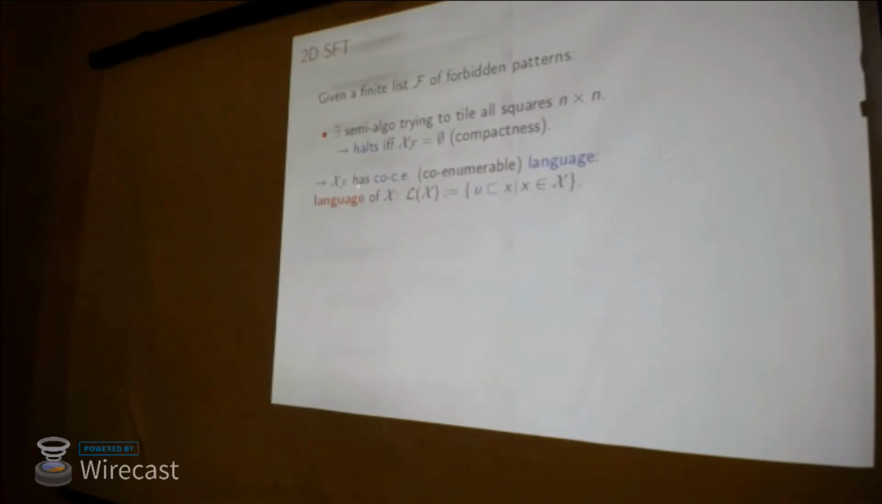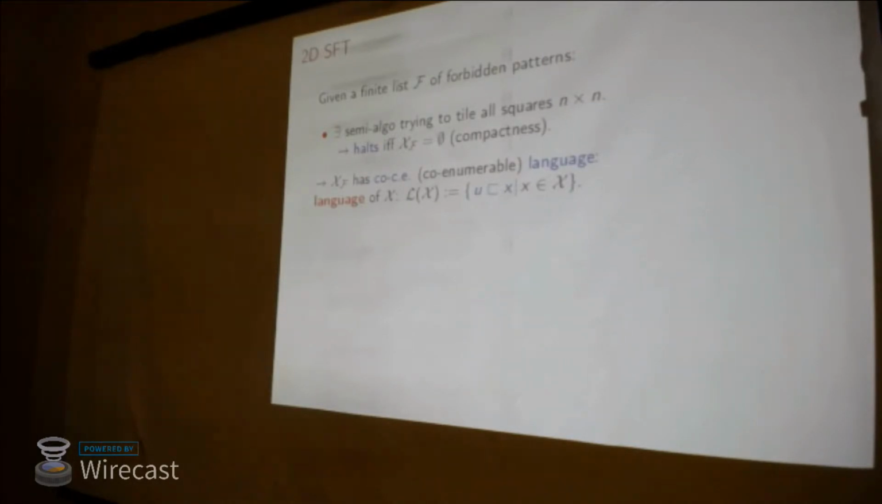With a similar argument, we can prove that the language, which is defined as in one dimension, the set of all patterns that appear in configurations of the subshift, is computationally enumerable, which means that there is a semi-algorithm which enumerates all valid patterns. There is a semi-algorithm which enumerates all invalid patterns.